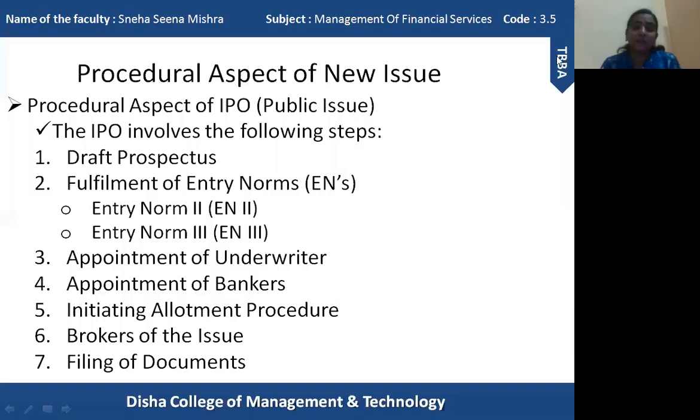Now SEBI has also created another category of entry norm. Because the previous entry norm 2 is meant for private companies, public companies, and some of the banks, if they are not able to fulfill entry norm 2, they need to fulfill entry norm 3. So there are certain conditions under entry norm 3 also.